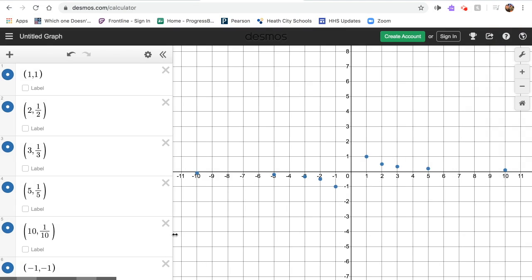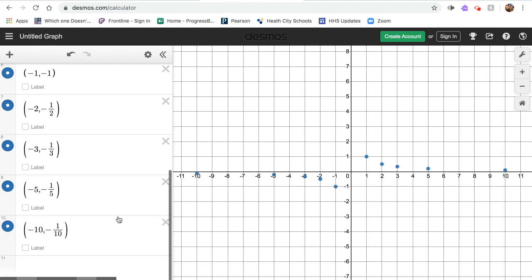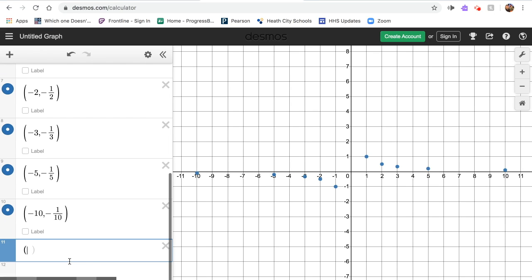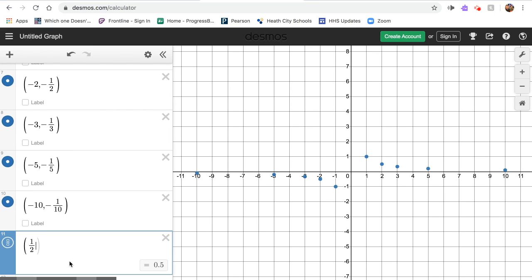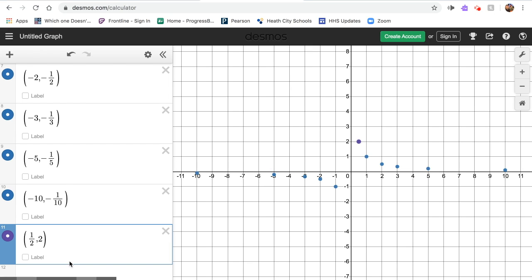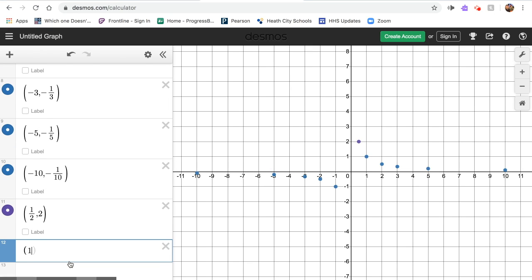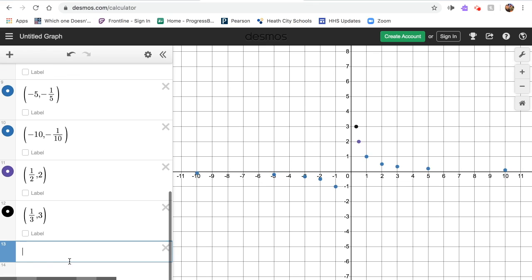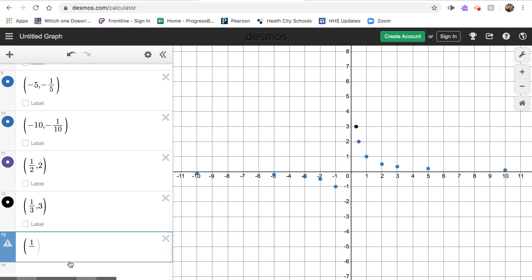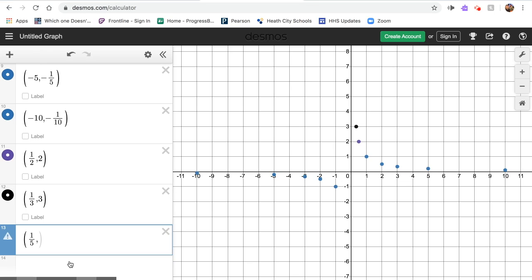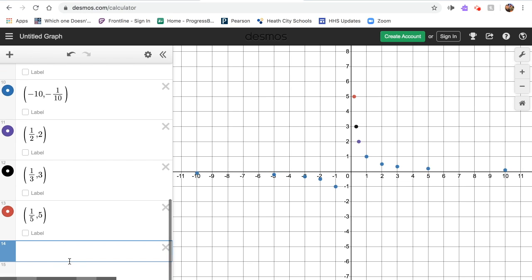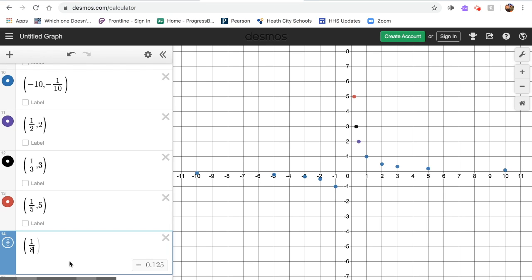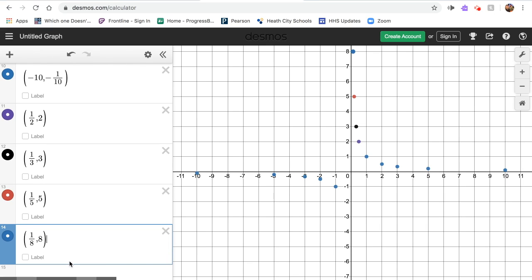So here I am back at the graph that we were at before. I'm going to go ahead and add these additional points to this. We have plugged in 1/2, and we got 2. We plugged in 1/3 and got 3. We plugged in 1/5 and got 5. And then we plugged in 1/8 and got 8. So we can see that branch of that graph tracing in a little, filling in a little bit better as we see it approaching that vertical asymptote line.